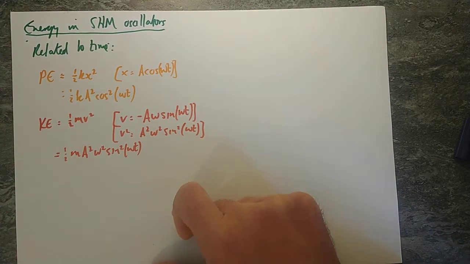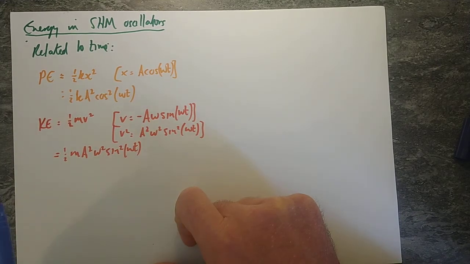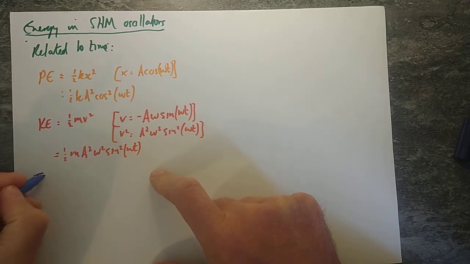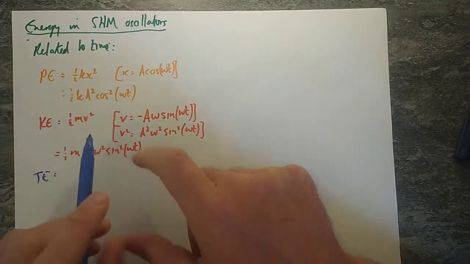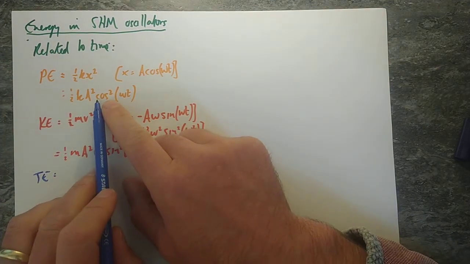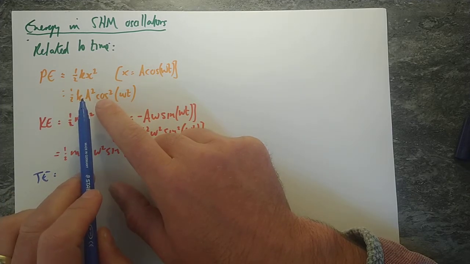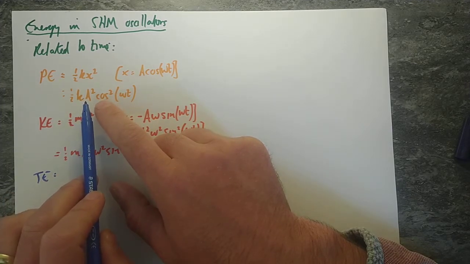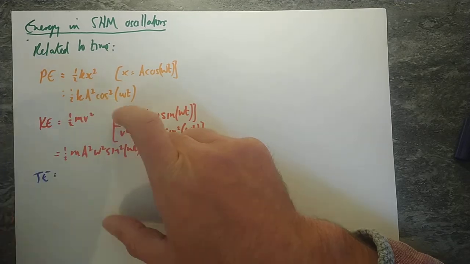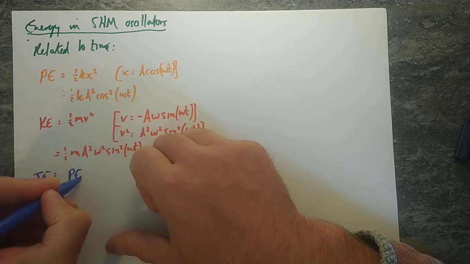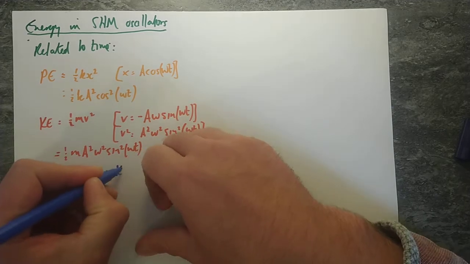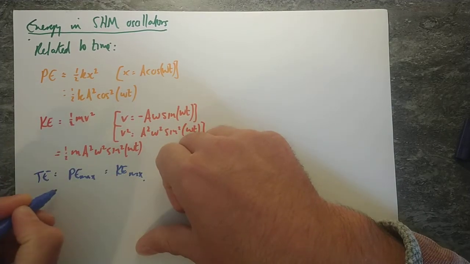And then the total energy is the same as it was before. So the total energy is, well, this cos squared. So there are moments in time when all of the energy is in the form of potential energy. So total energy equals PE max, which equals KE max.